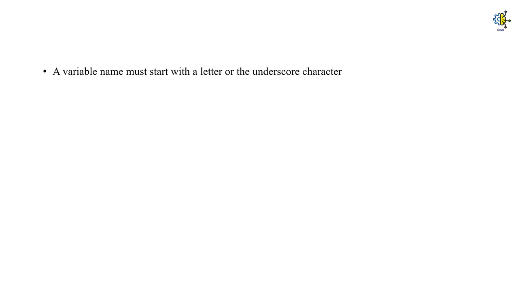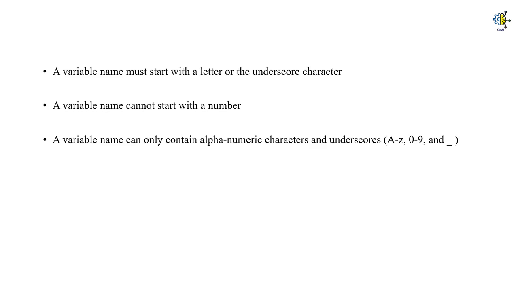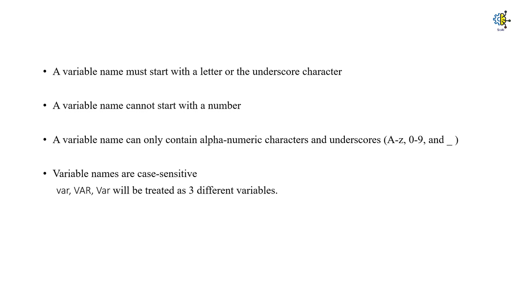Here is the following set of rules which are used to declare variables in Python. A variable name must start with a letter or the underscore character. A variable name cannot start with a number. A variable name can only contain alphanumeric characters and underscores. Variable names are case sensitive. For example, these three words will be treated as three different variables even though they are essentially the same word.